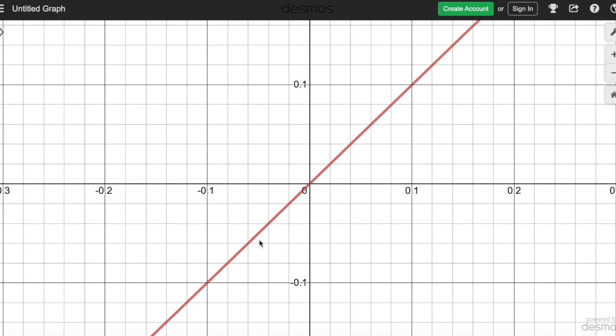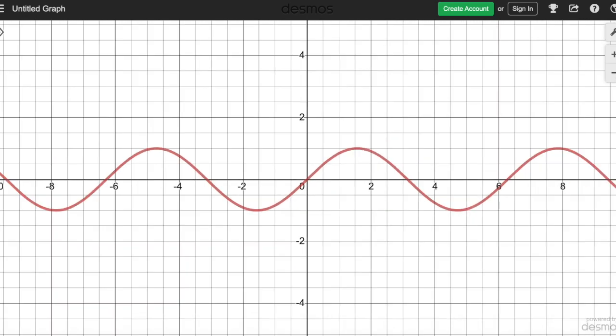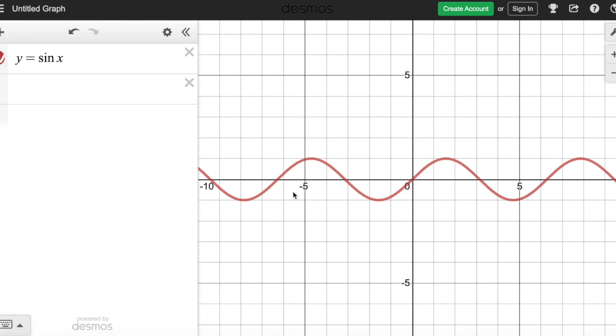Quick, what kind of graph is this? It's a line, right? Wrong. It's your old friend, the sinusoidal graph, y equals sine of x. But the point has been proven, hopefully, that if you zoom in on anything enough, it can resemble a line.